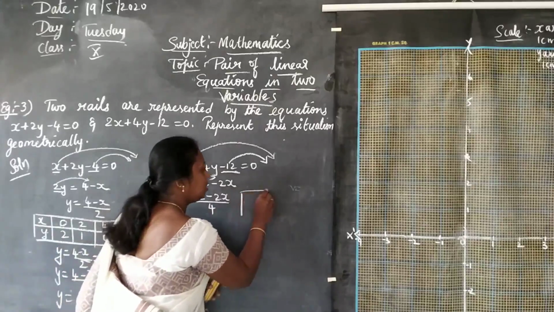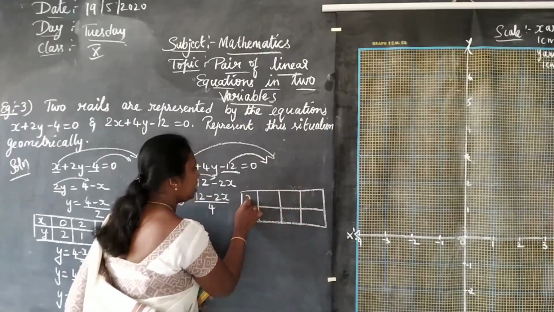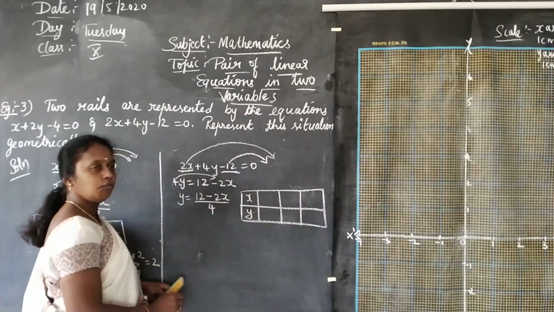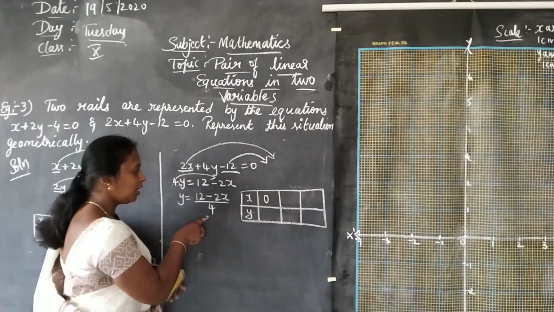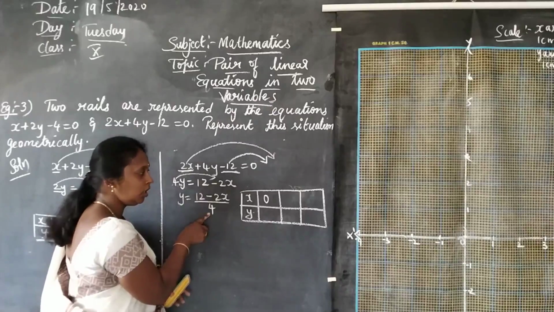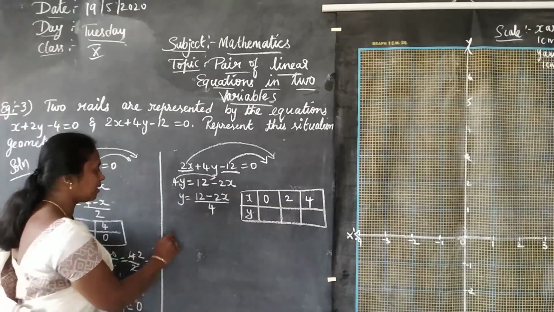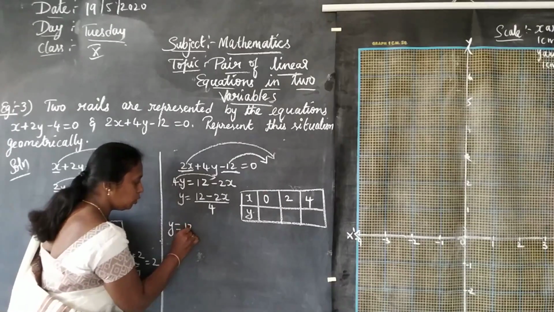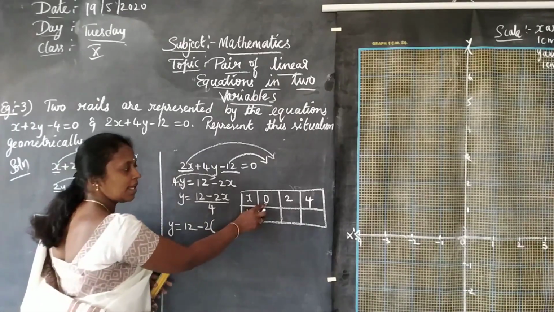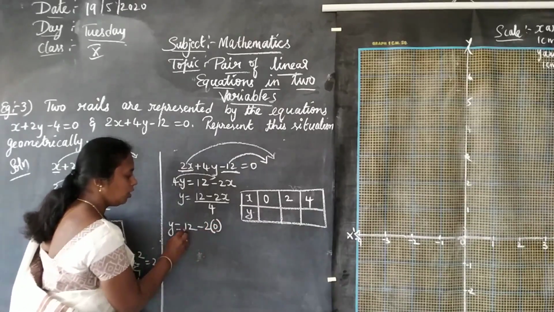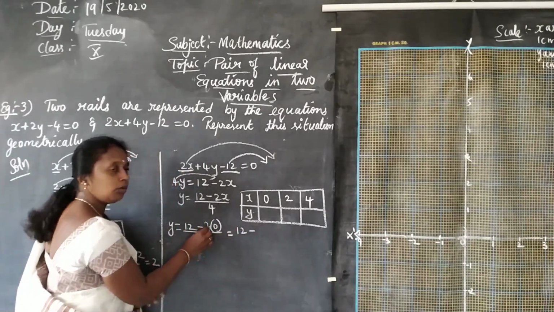So let me find the values to plot the graph. Here also let me take 3 values for x. What values will I take here? 0. Even here it is an even number. So let me go with the same 0, 2 and 4 and check what answer I will get. So y is equal to 12 minus 2 into, what x value have I taken? 0, divided by 4.